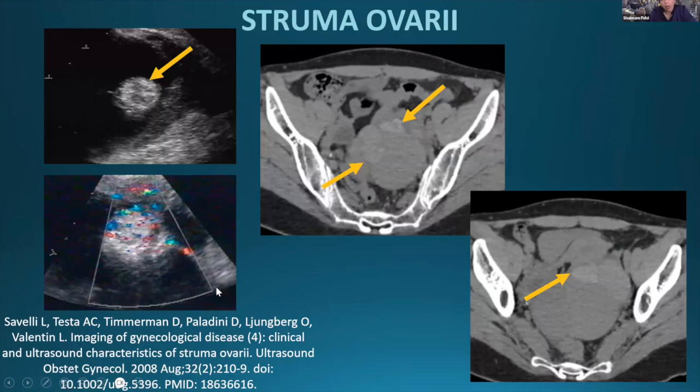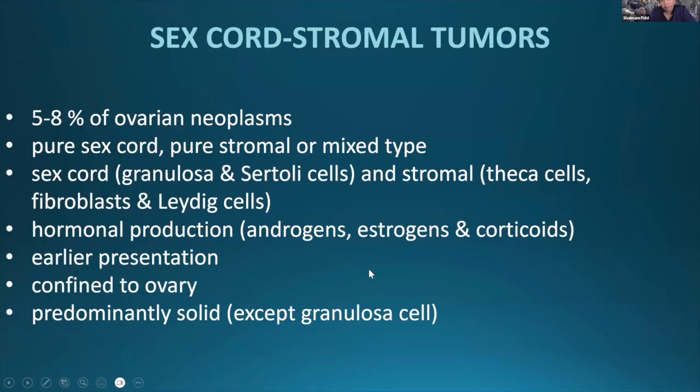Here's an example of struma ovarii from the literature. So you can see this echogenic component within the cystic lesion, which is really, really vascular on color Doppler ultrasound. On these non-contrast images, you can see a fairly large adnexal mass that has intrinsic high density on CT, and this was proven to be struma ovarii on pathology.